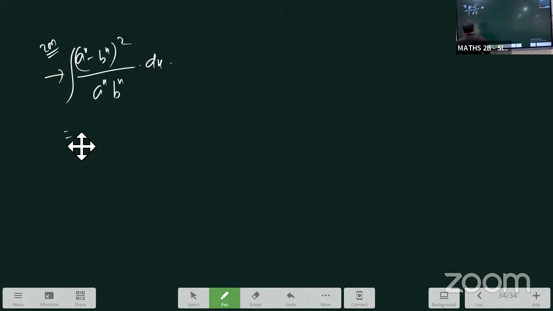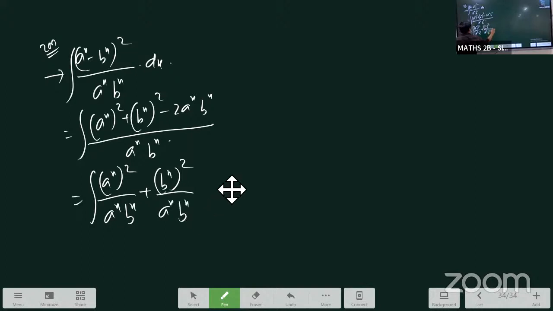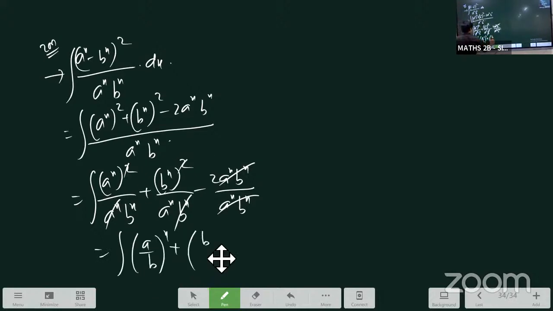Is it clear? Now, this is nothing but integration of a power x whole square plus b power x whole square minus 2 a power x b power x, divided by a power x b power x. Now separate your denominator for each and every numerator. These two get cancelled, one b power x, one a power x. A by b whole power x plus b by a whole power x minus 2 dx.